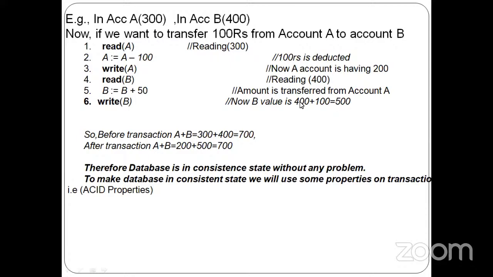So what is my intention? The database before the transaction and after the transaction must be the same. That is called a consistent state. If before the transaction it is different and after the transaction it is different, this may lead to an inconsistent state. So for that reason, we use some transaction properties called ACID properties: atomicity.